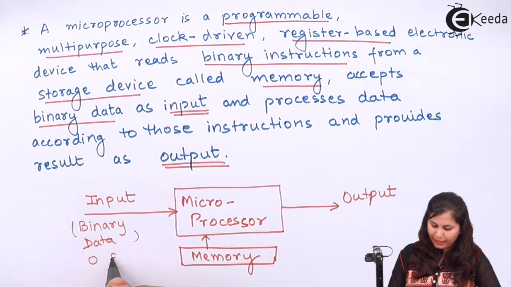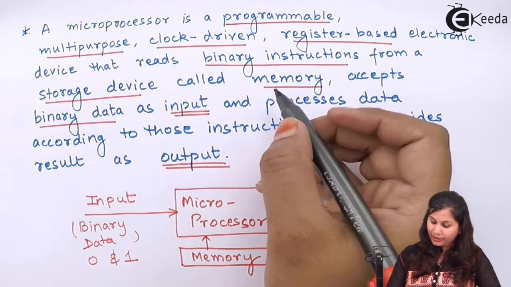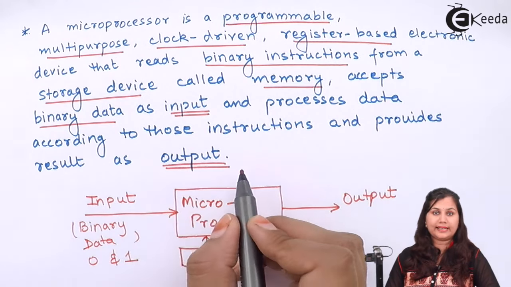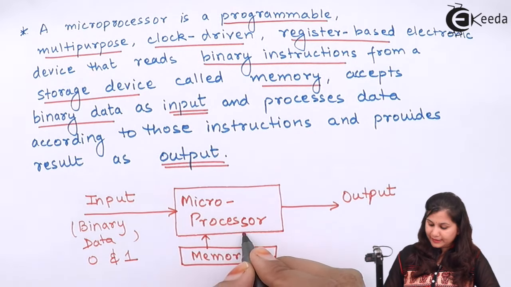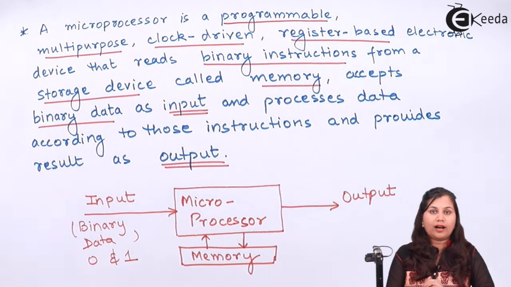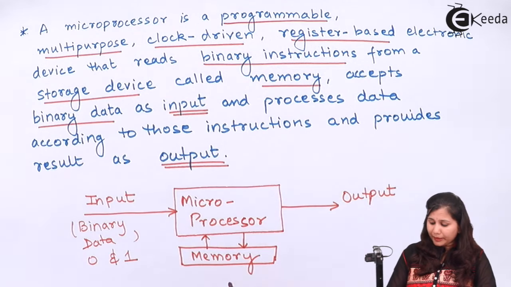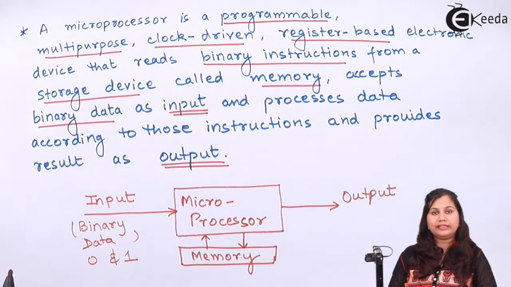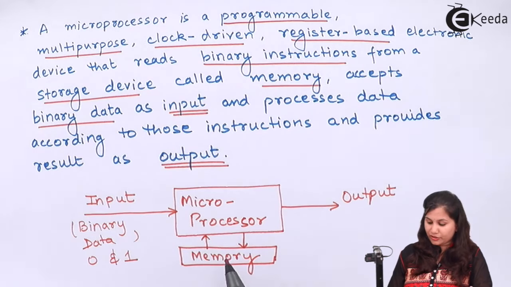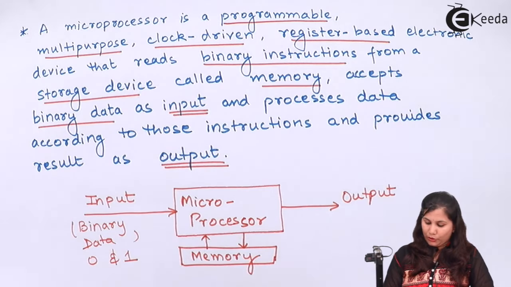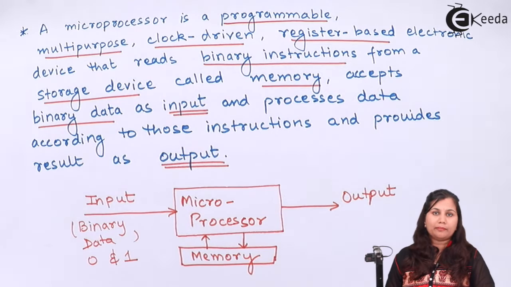It means 0 and 1, the binary numbers, and process the data according to those instructions and provide the result as output. Now this microprocessor will display the output maybe on the output devices like keyboard, printers, and maybe it will store the output or the intermediate result, so that result can be used in further programs or further applications. So it can store the output in the memory also, and it can display it on the output devices also. So it is the block diagram of a microprocessor.